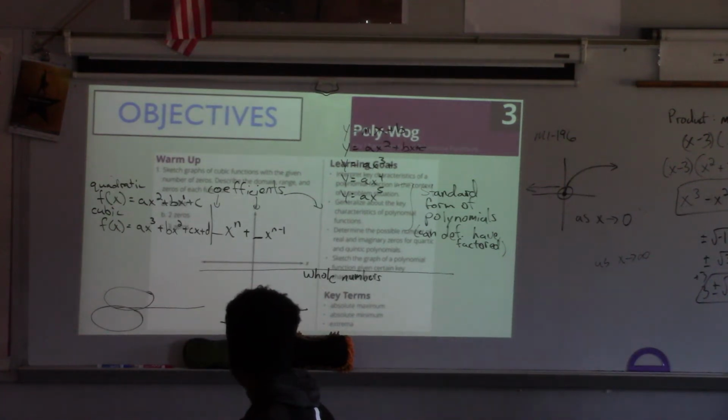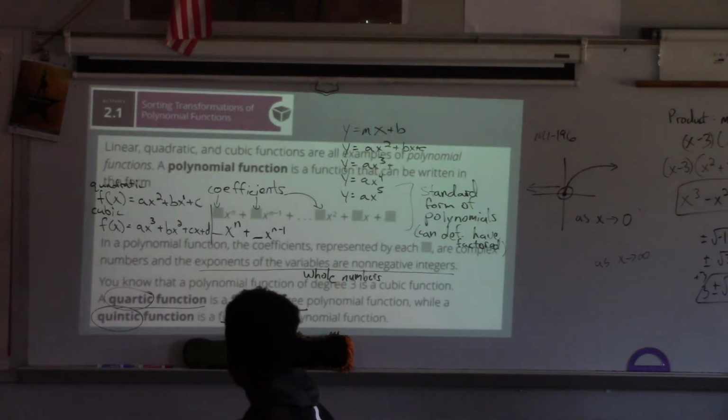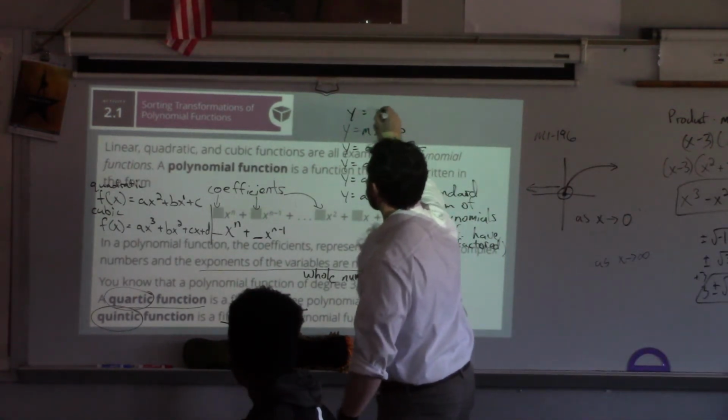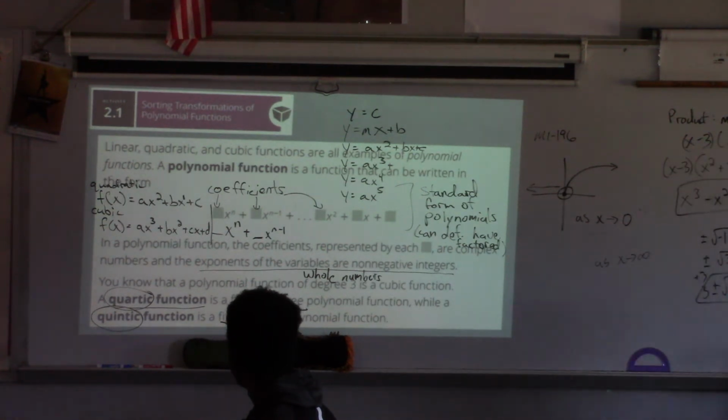So it's just x to the first, x to the second. Technically, we could have a y equals some constant, which is a 0 degree, and we would call that a constant function, but I'm not going to test you on that or anything. Just wanted to round that out.